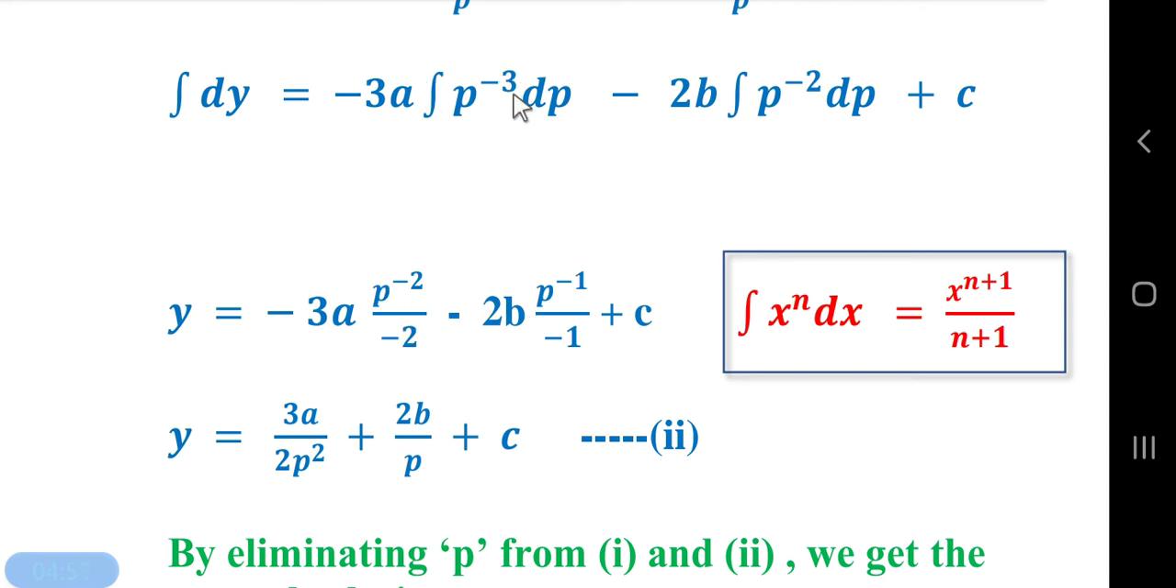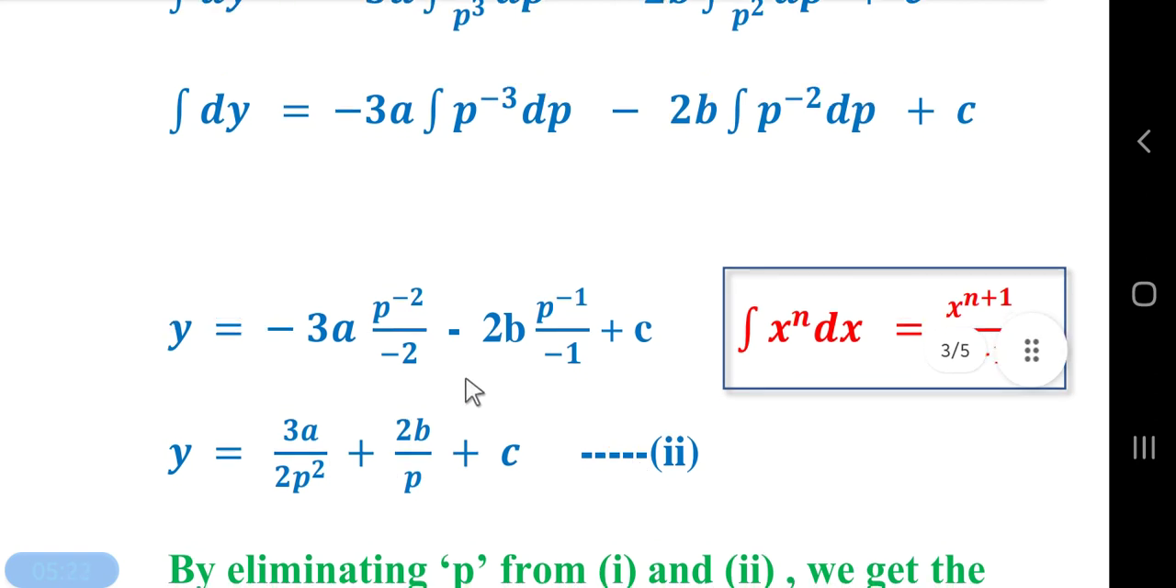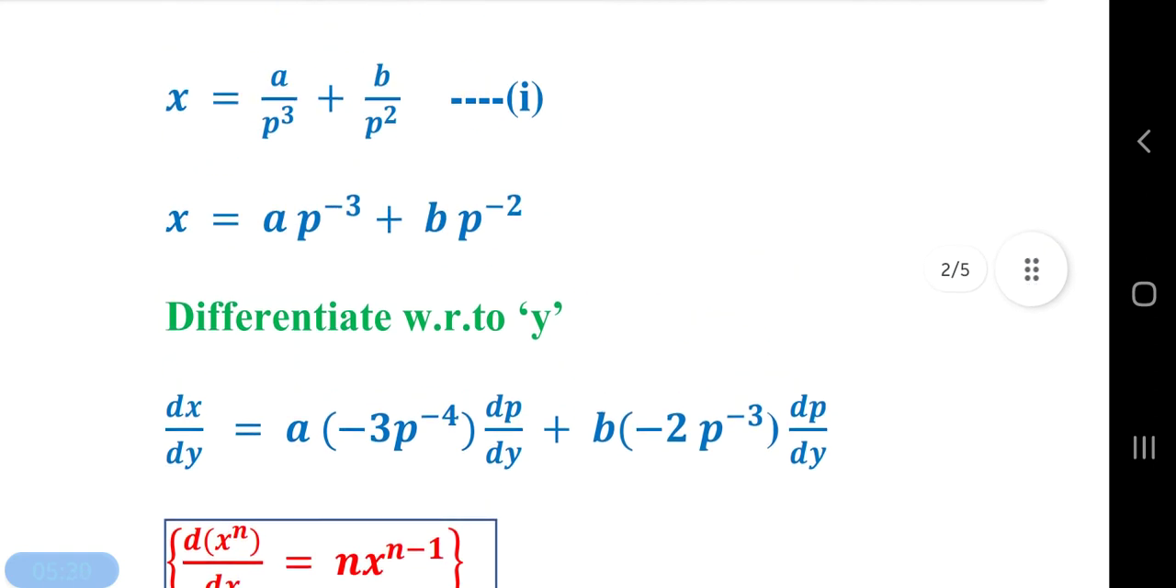So integrating this, you will have p power minus 2 by minus 2. Integrating this, we will have p power minus 1 by minus 1. Bringing this p power minus 2 to the denominator, this becomes p square and this becomes p, and bringing the minus to the top, all get cancelled. You will have y is 3a by 2p square plus 2b by p plus c. This is our equation 2. Still you have p here. So to get the solution, we have to eliminate p using equation 2 and our given equation 1.